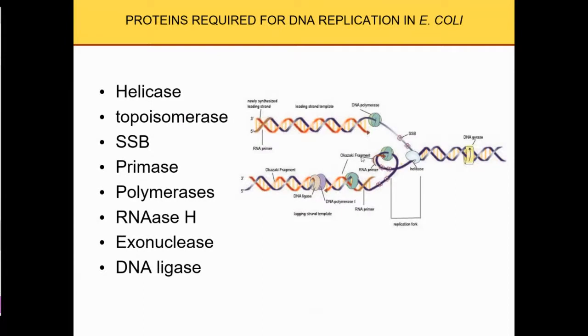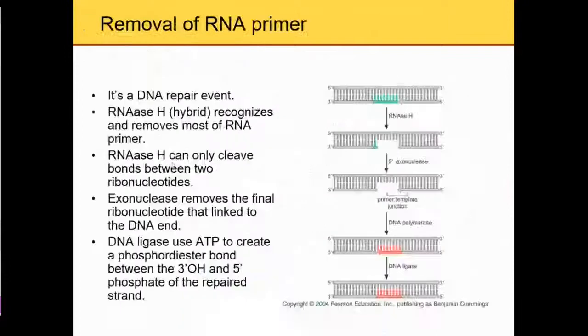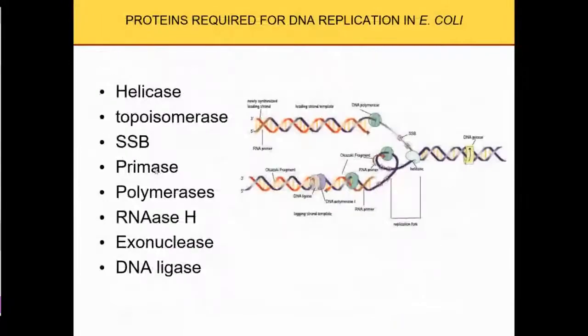And then these are the proteins required for DNA replication in E. coli. Okay, so we will go through each of these enzymes in the next few slides. But mainly this is the replication fork and then helicase. The helicase is an important one because it comes in to open up the double helix.